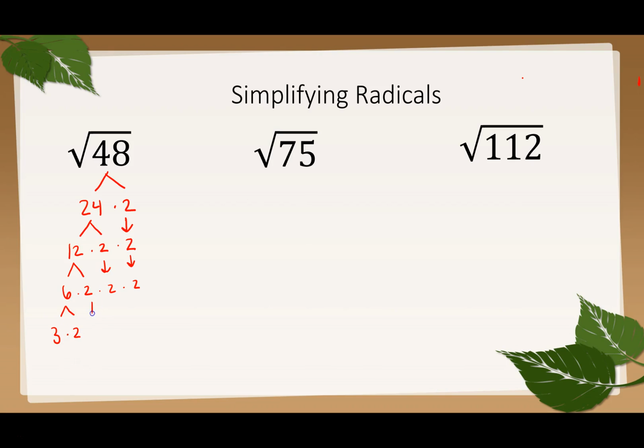3 times 2 is 6. Drop down the 2, drop down the 2, drop down the 2. Now, is it true that 3 times 2 times 2 times 2 times 2 equals 48? Well, you really should check this and see if that's right.